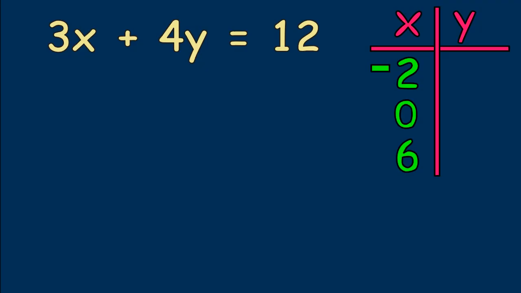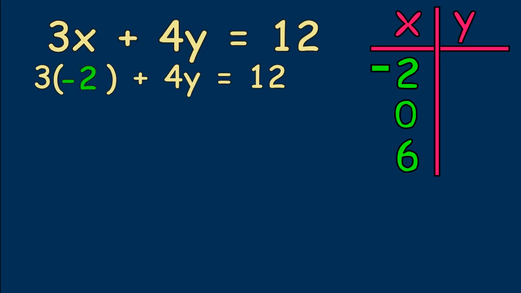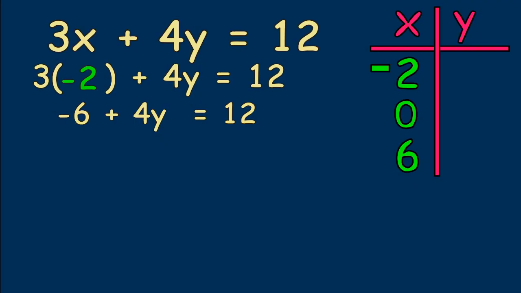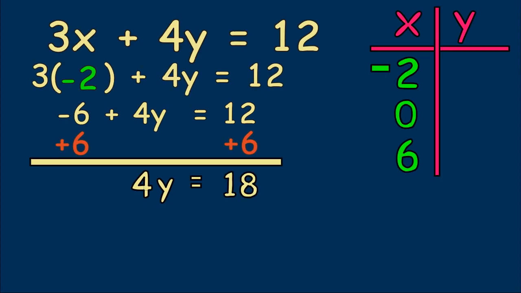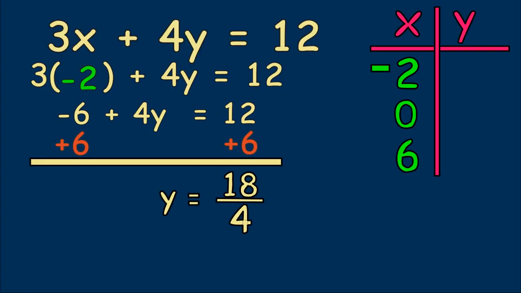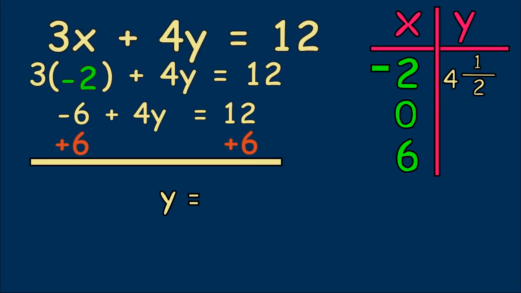When we put -2 into the equation, we end up with 3 times -2 plus 4y equals 12. We can simplify to get -6 plus 4y equals 12. If we add 6 to both sides, we get 4y equals 18. Next, divide both sides by 4 to get y equals 18 over 4. 18 over 4 can be simplified to 9 over 2, or 4.5.